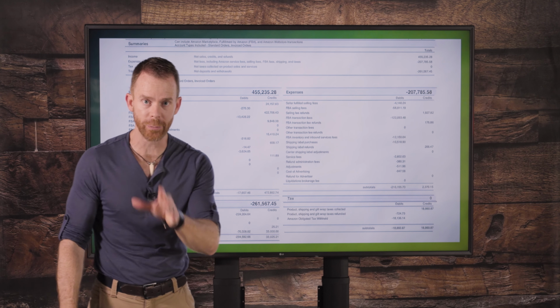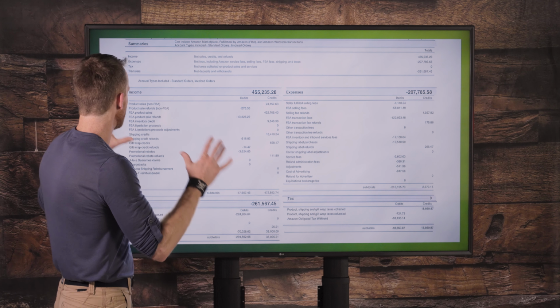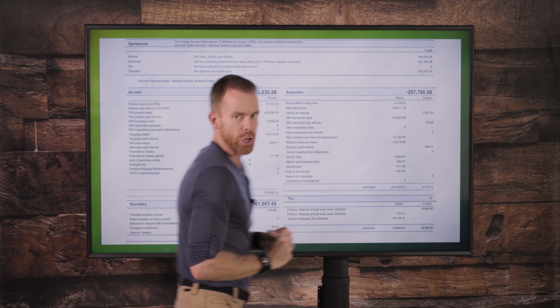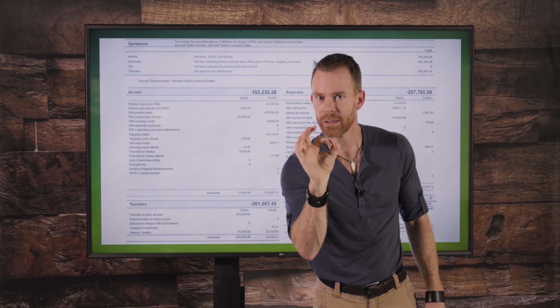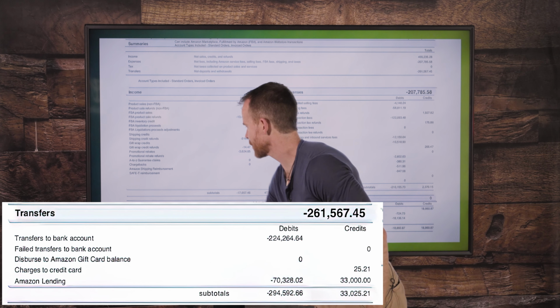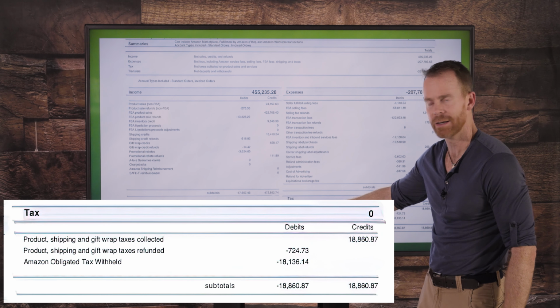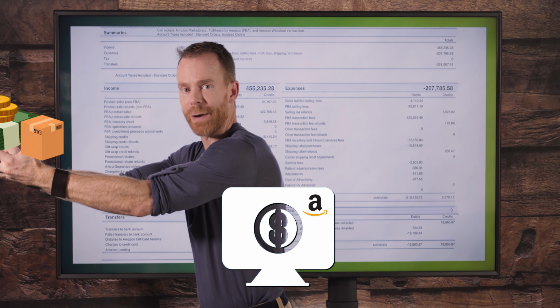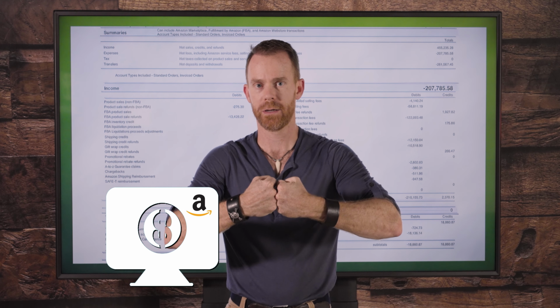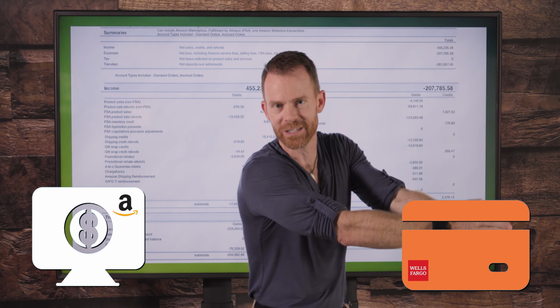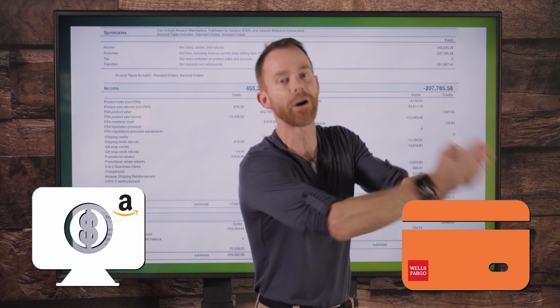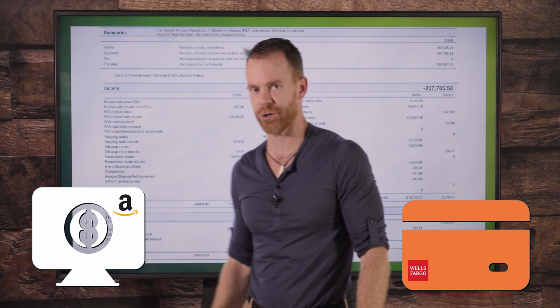Okay, if you've been following me along closely so far, you understand all the line items for income, you understand all the line items for expenses, and now we're gonna go to 2 more. These are very small. One is transfers and the last one is tax. You need to understand that your Amazon account is like its own bank account. So when you get sales, the revenue comes into your Amazon account. Then Amazon transfers that to your bank account, whether it's your business bank account, like if you're an LLC, or your personal bank account, if you're a sole proprietorship.